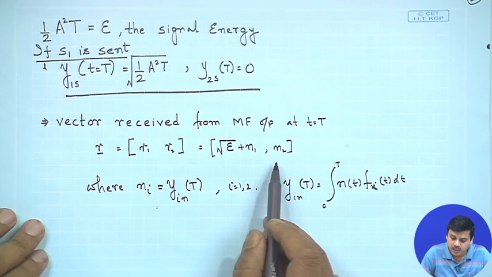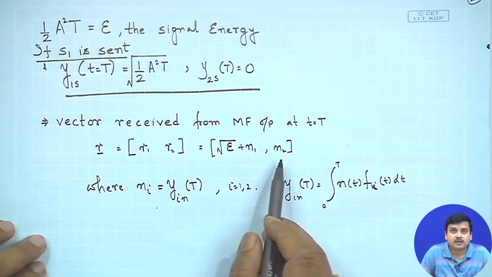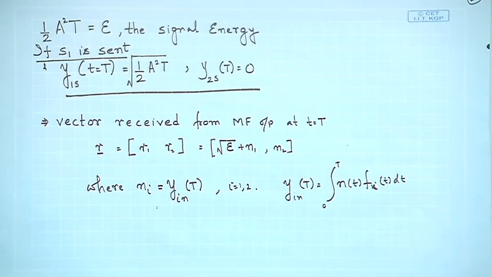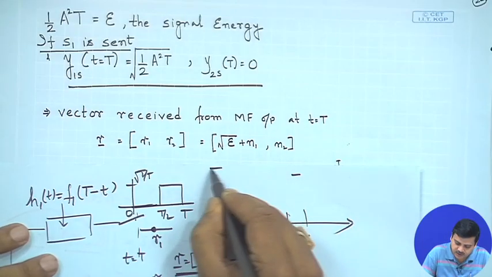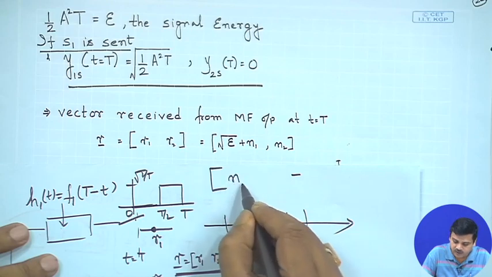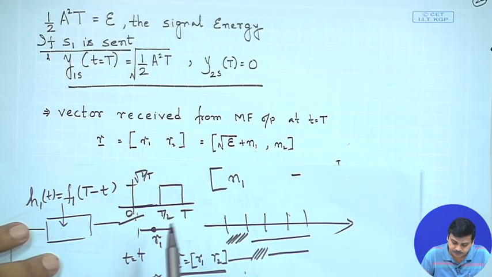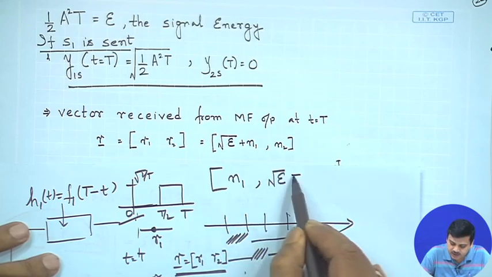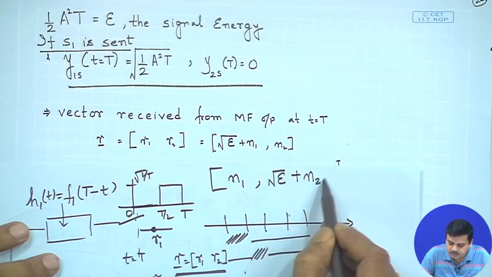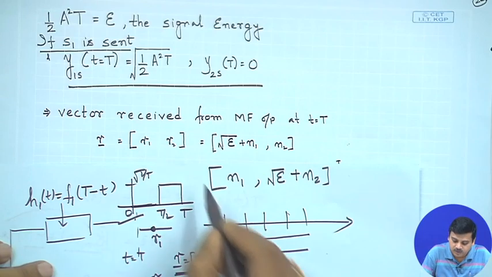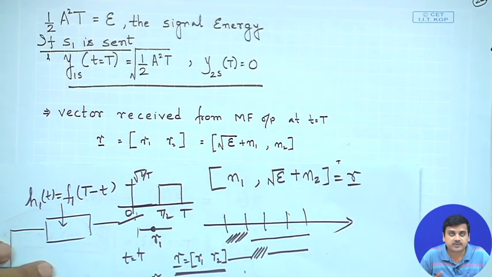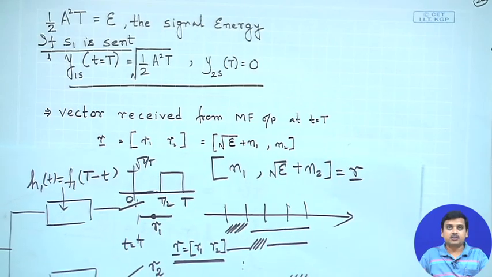This is what we receive. Now, if we would have sent the second signal, that is the second waveform, what shall we have received? We would have received n1 from the first matched filter, because we have sent the second symbol which is orthogonal to the first basis dimension, and we would have received signal power plus noise in the second. So, this would be my vector R if I would have sent symbol 2. This is just for clarification.